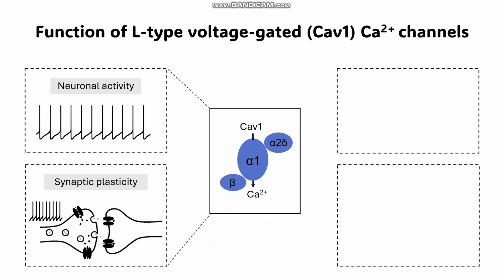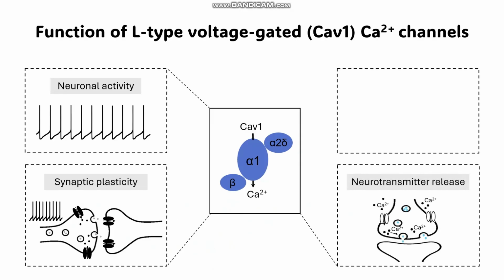learning. At presynaptic terminals, L-type calcium currents trigger neurotransmitter release, and when they reach the soma and nucleus, they activate kinases and transcription factors to shape gene expression.